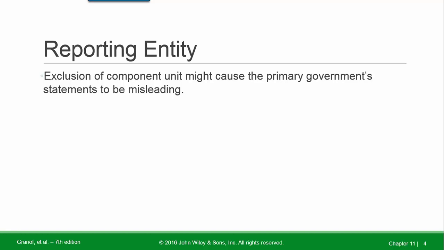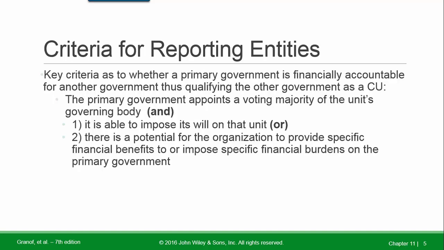This is why this is a critical auditing issue, and it's a critical issue for the state and local government to determine what is the reporting entity: the primary government plus these component units. Critical issues. The criteria for reporting entities.